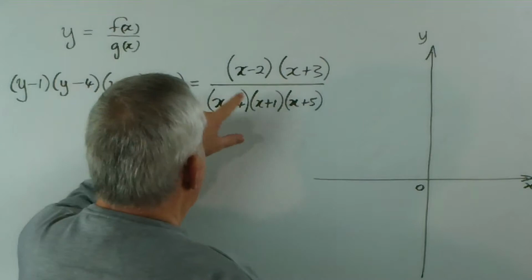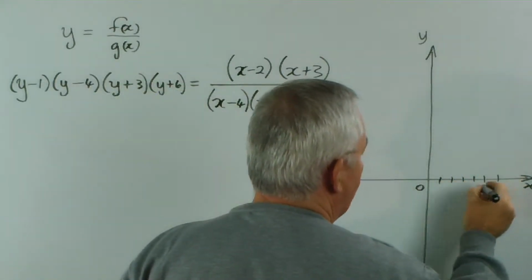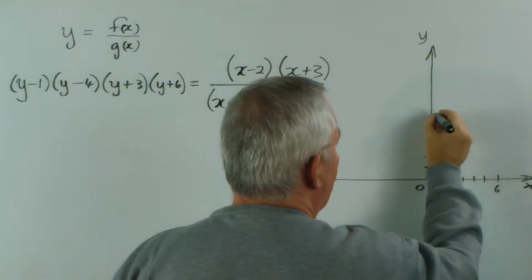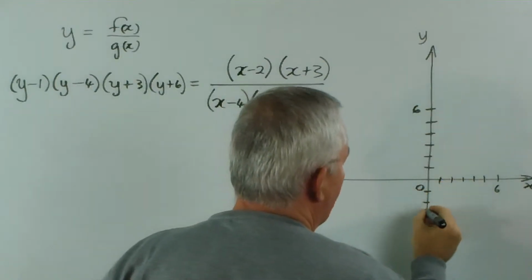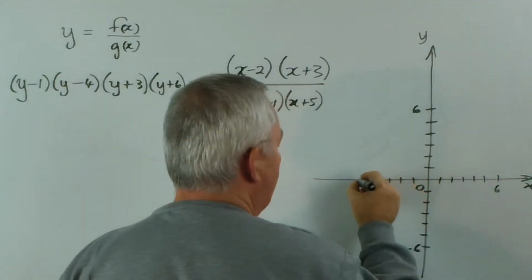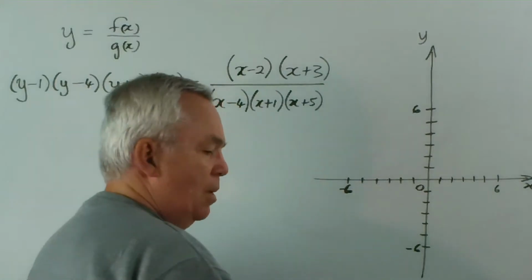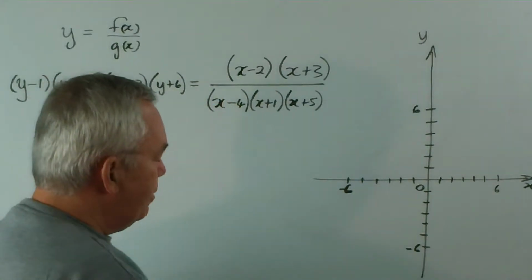Now, I've kept my numbers down below 6, so let's go 1, 2, 3, 4, 5, 6, 1, 2, 3, 4, 5, 6, 1, 2, 3, 4, 5, 6, and 1, 2, 3, 4, 5, 6. Counting is such a big part of mathematics.